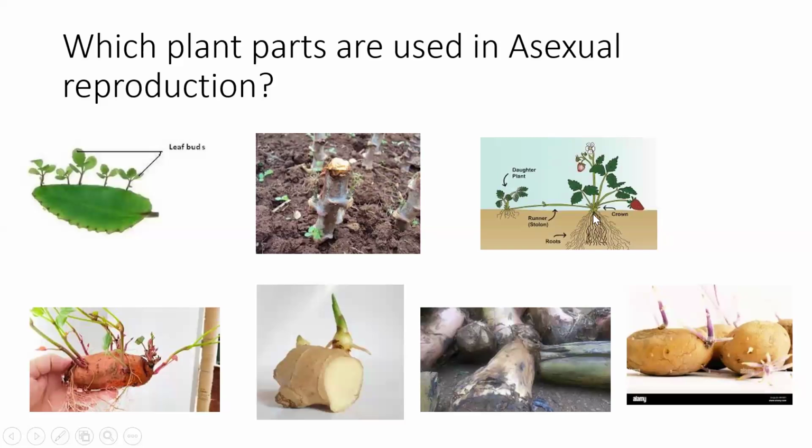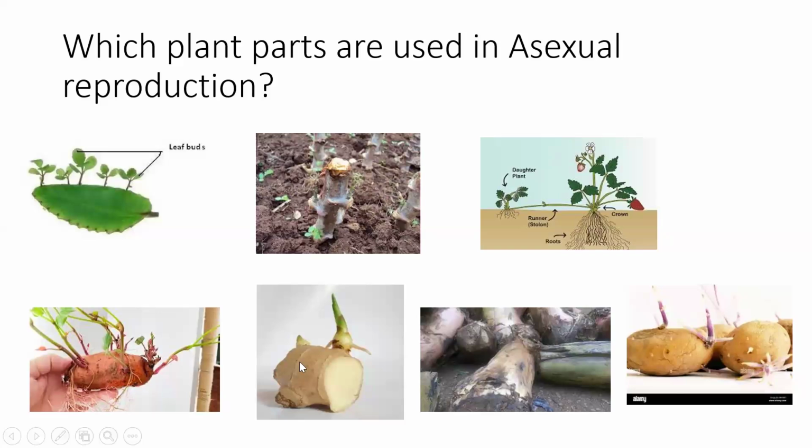Perfect. So that is how strawberries reproduce. So it is also a part of the plant. That is a runner. Okay. What about this one down? This is a sweet potato, right? It's a sweet potato, and it's a root. It reproduces by buds coming off the root. So even roots can be used for vegetative propagation.